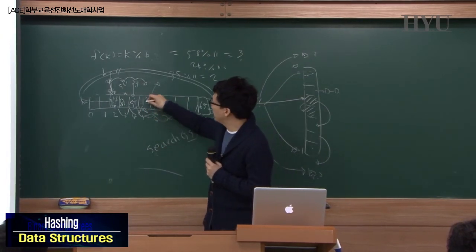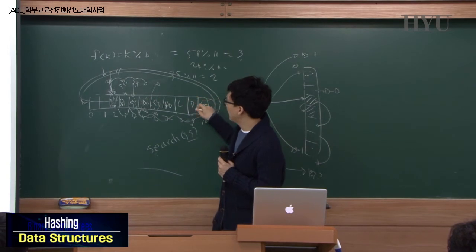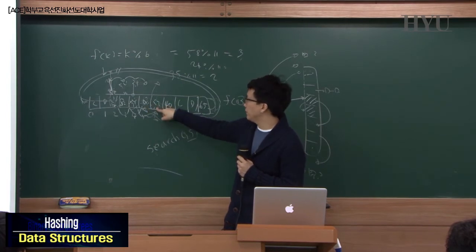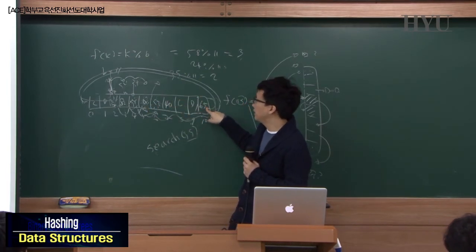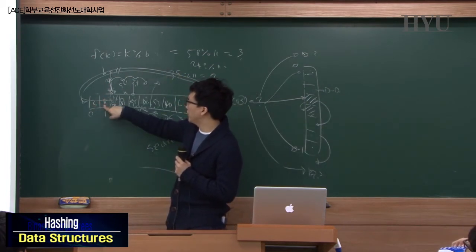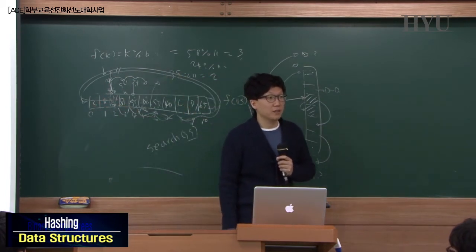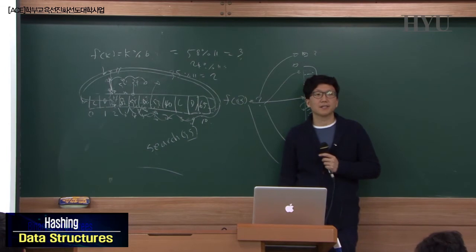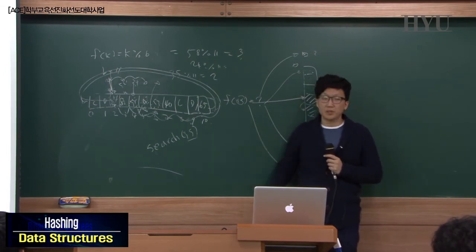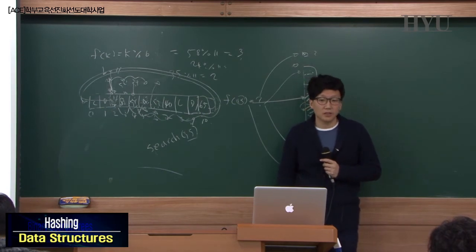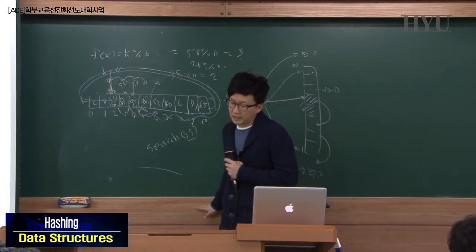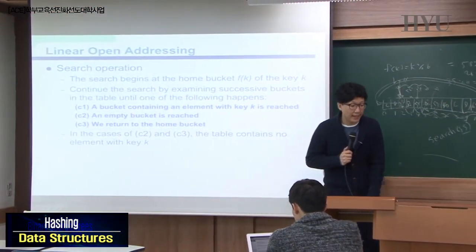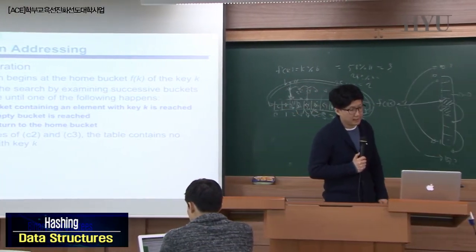If this was occupied with other values, then I would go back. Not 35, not 35, not 35. When you hit the end, go back, not 35. But I'm back to the home bucket where I started without any 35. So that says there's no 35 in the list. This is the search function that you can practice. So in case of C2 and C3, the table contains no elements of the key K.